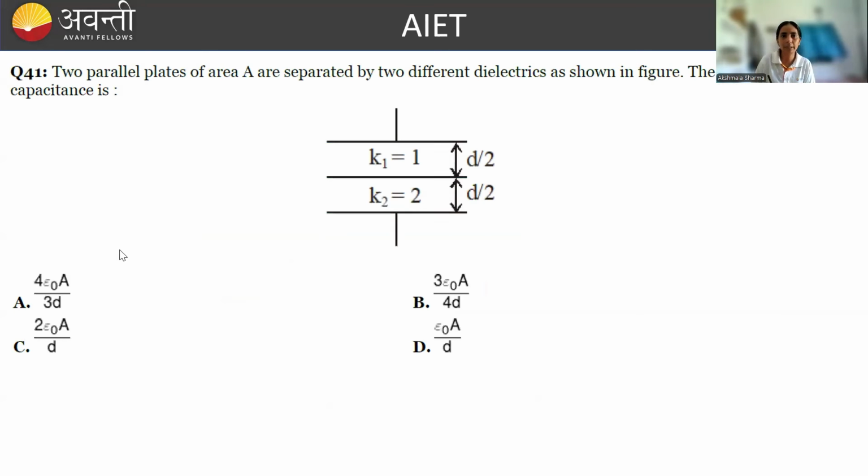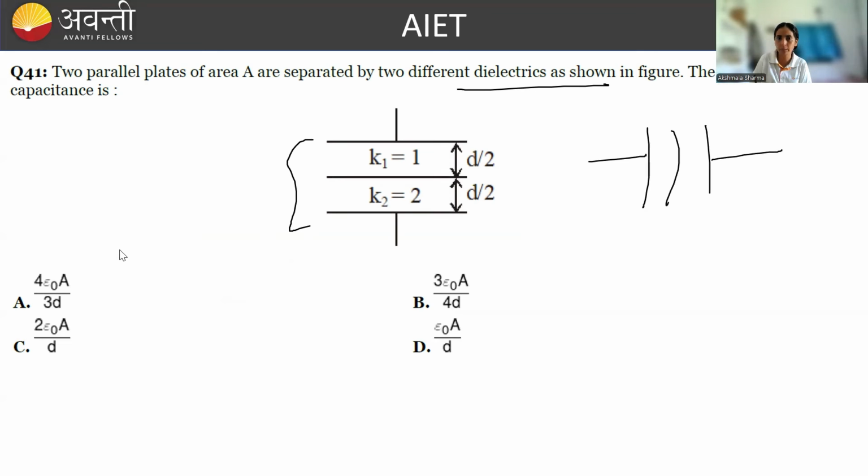Now, two parallel plates, each of area A, are separated by two different dielectrics as shown in the figure. For the equivalent capacitance, if you look at these two capacitors, are they in series or parallel? This is one capacitor. This is another capacitor. They are connected end to end. They are in series, right? So it has a dielectric of 1, that is air or vacuum, and it has a dielectric of 2.